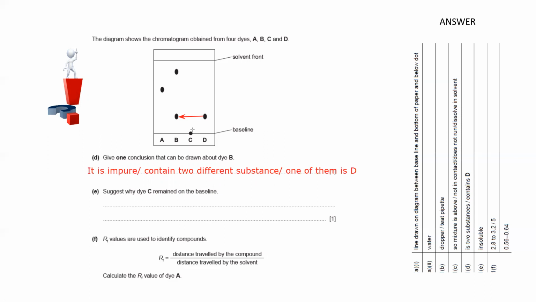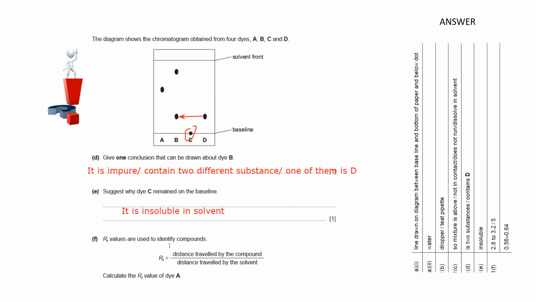Suggest why dye C remains on the baseline. Why does dye C not rise above the origin, above the baseline? What could be a reason? No, not about purity. When it does not rise with the solvent, it cannot mix with the solvent, or it does not dissolve in the solvent. So it is actually insoluble in the solvent used, that's why it does not rise. Instead of saying it cannot mix with the solution, you should mention it does not mix with the solvent, because when solute and solvent mix, that will make a solution. So the solute does not mix with the solvent. So it is insoluble in the solvent.